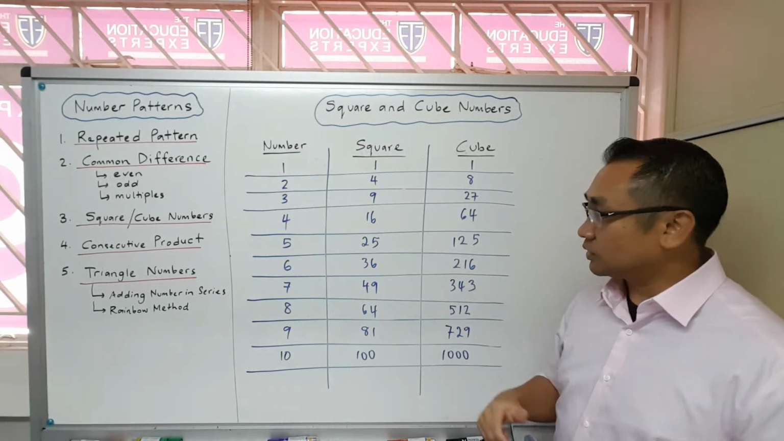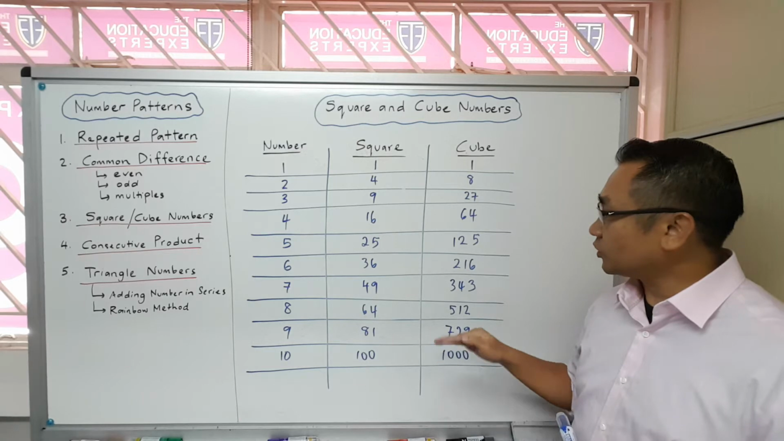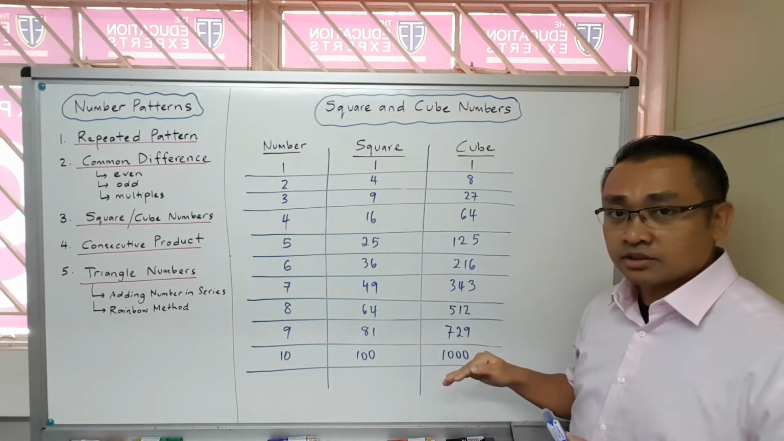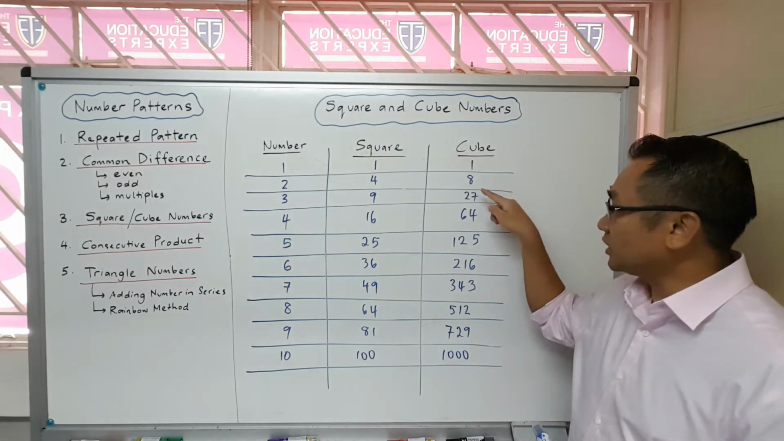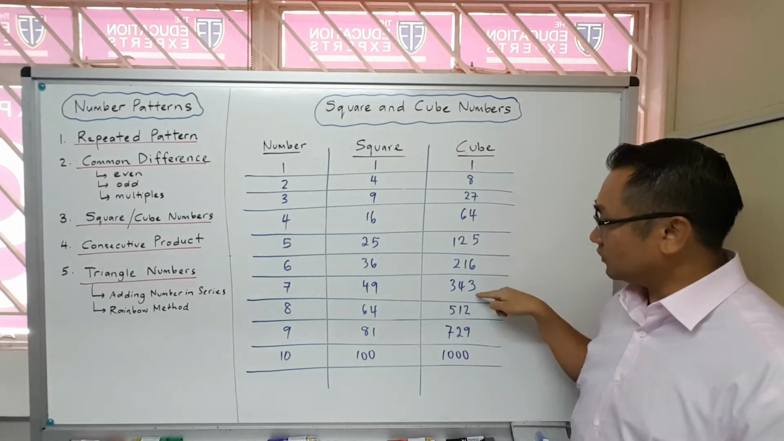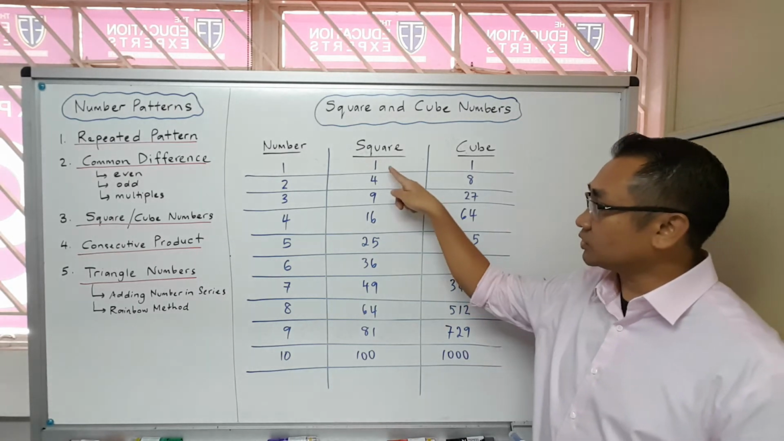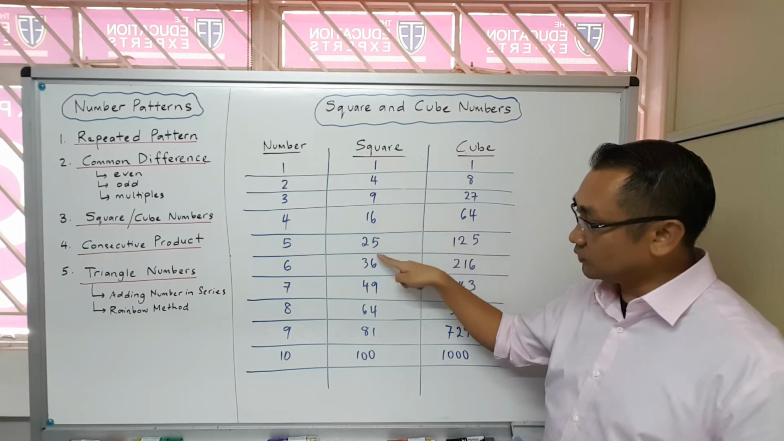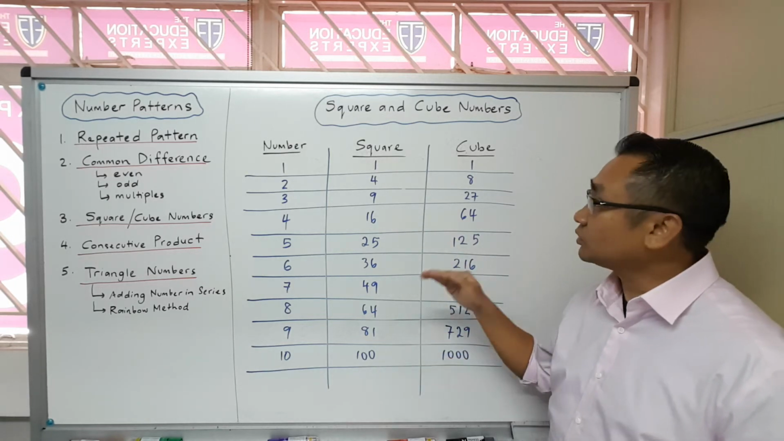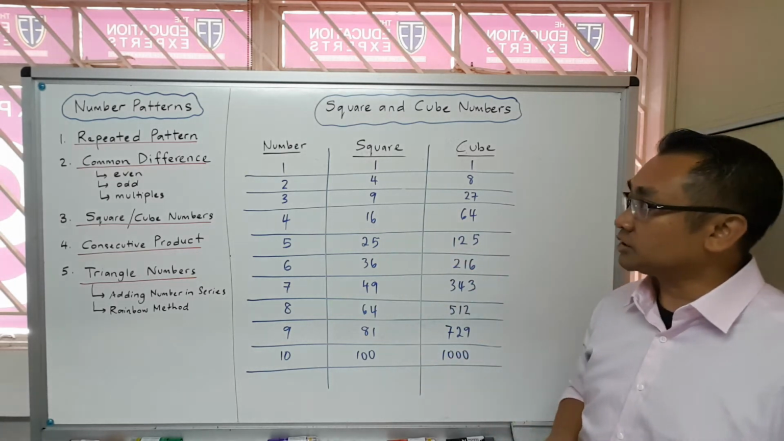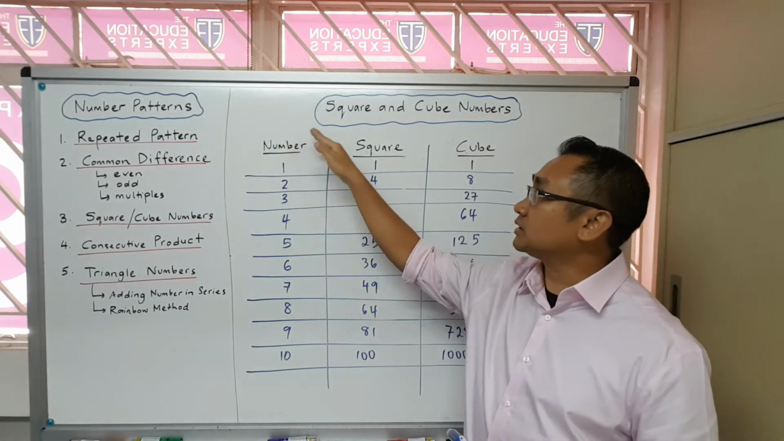I'm sure it will take you a very short time to memorize these numbers, and it will come in useful, especially if they ask you to find the length of the cube if they give the volume, or the length of the square if they give you the area. So go and memorize your square and cube numbers, and it will help you to solve patterns involving square and cube.